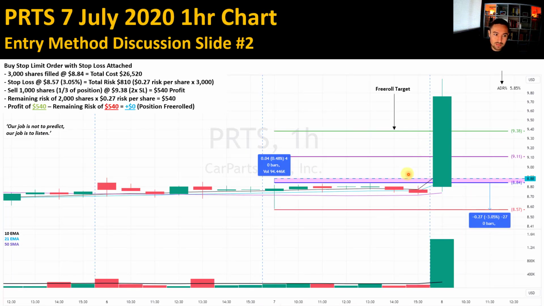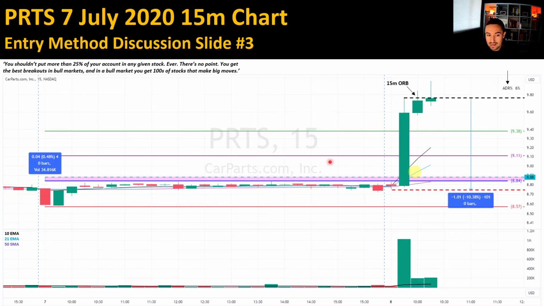Then the next slide I'm going to be showing you on the 1-hour chart, which is taking you through different order entry techniques such as buy stop limit orders, where to then be placing the stop loss, thinking about free rolling as well, so different free roll levels to take the risk out of the trade. And then I can go down to the 15-minute chart to indicate and explain how opening range breakouts work as well, or opening range highs.